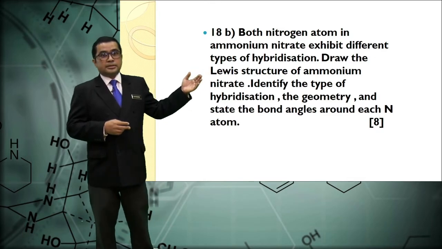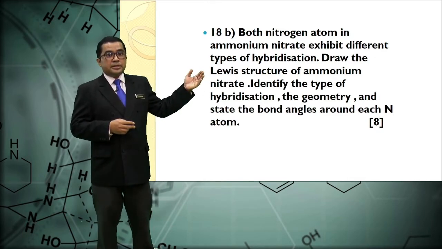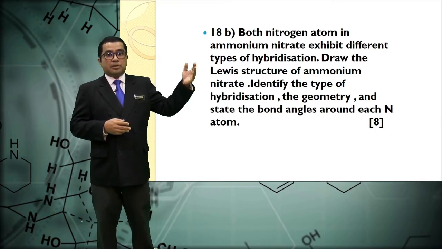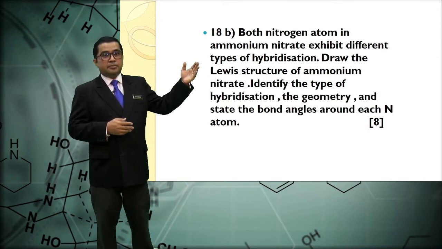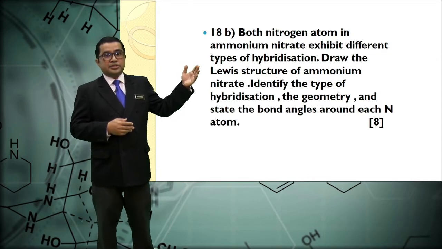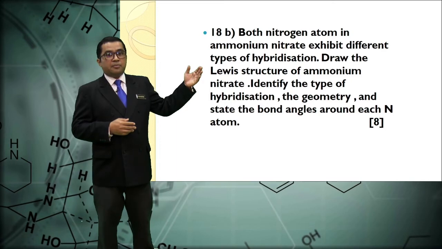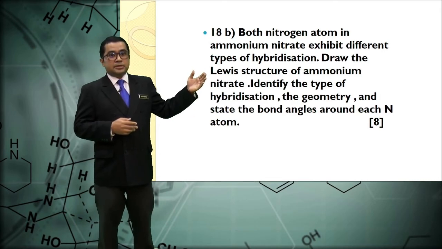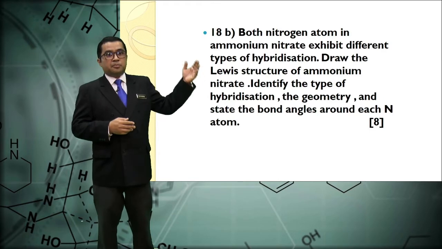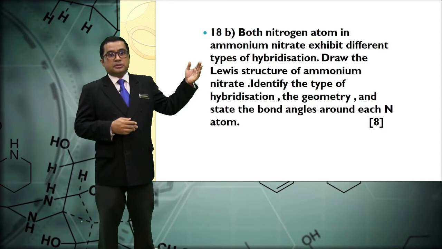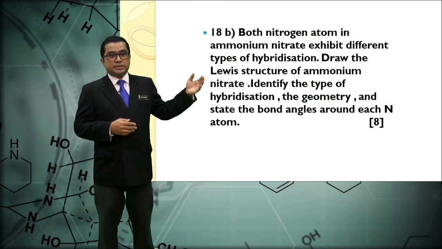Okay, we go to the next question, 18b. I will read the question first. Both nitrogen atoms in ammonium nitrate exhibit different types of hybridization. Draw the Lewis structure of ammonium nitrate. Identify the type of hybridization, the geometry, and state the bond angles around each nitrogen atom. The marks given are 8 marks. So please highlight all the questions so that you will not miss the points.